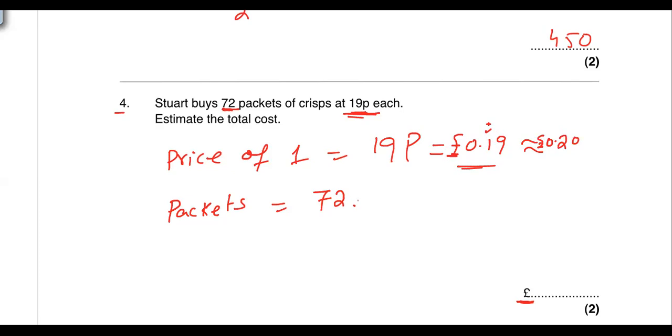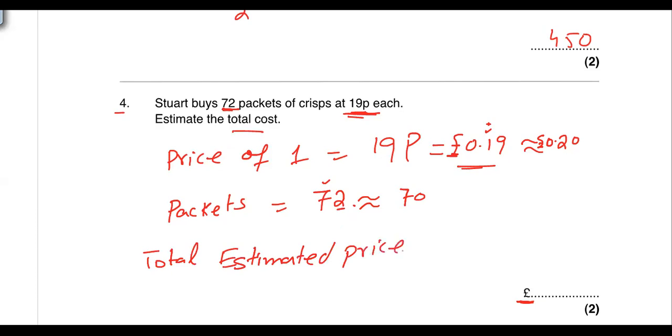Now, in the same way, I will round this also to one significant figure. This is the first significant figure, and the remaining part of the whole number I have to make 0. So we will round the packets to 70. So what will be the total estimated price? It will be 70 times 0.20.